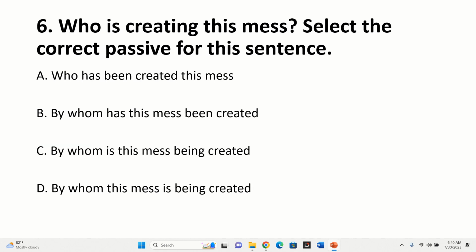Who is creating this mess? Select the correct passive for the sentence. Right answer is C. By whom is this mess being created?